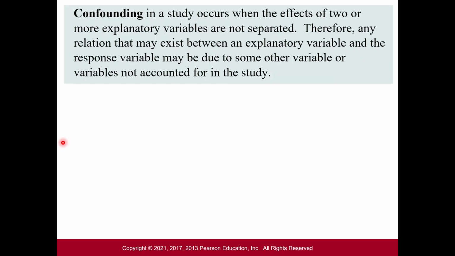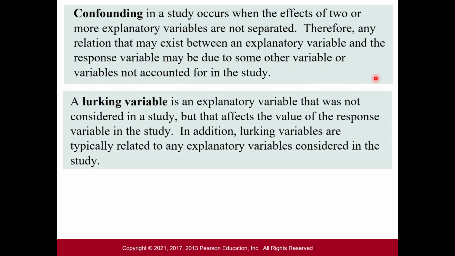Something else that we want to talk about before we get into the details of this section is confounding. So confounding in a study occurs when the effects of two or more explanatory variables are not separated. Therefore, any relation that may exist between an explanatory variable and the response variable may be due to some other variable or variables not accounted for in the study. So let's keep going a little bit and then I'll explain what I can about this.